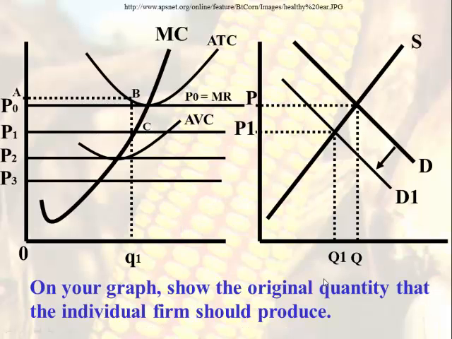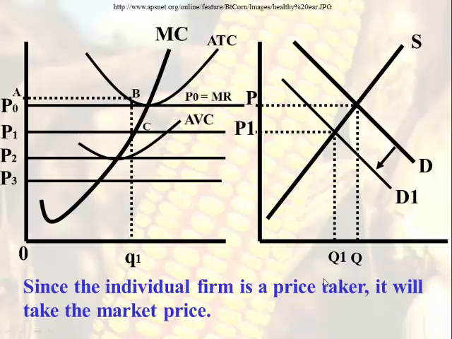This looks a little difficult at first when you first take a look at this graph, but I'm going to take this step by step. On the graph, we're going to go ahead and show the original quantity and the individual firm, what that firm should produce. We know that the original price in the industry is P and Q. And since the individual firm is a price taker, it will take this market price. This is the market price. And the individual firm will take that market price. You learned that in a previous lecture on perfect competition.